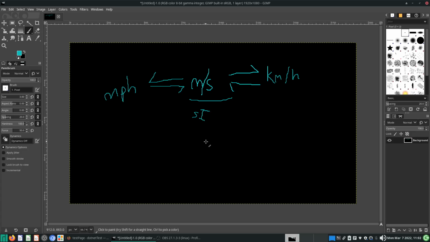SI unit for speed. Of course there are other units for speed as well, like how many times the speed of light, or how many football fields per second or something. Even volume can be measured in how many Olympic-sized swimming pools. We have a lot of units for speed. So like feet per second, ft per second. Oh, this is very ugly.